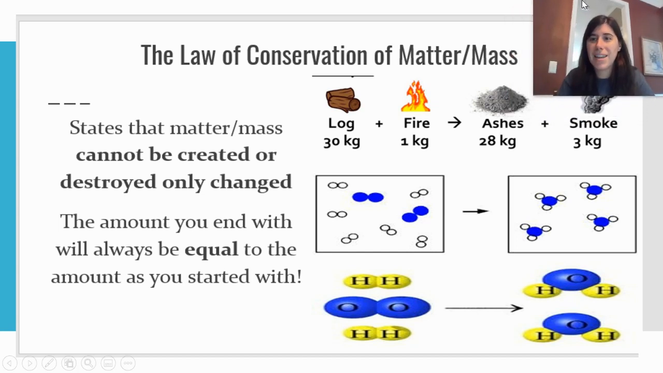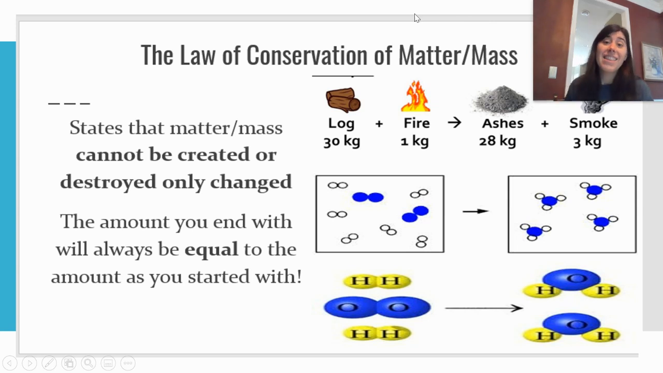Again, let me move my face just a little bit up here to the corner. Okay. So again, this law states that matter and mass can't be created or destroyed. It can only be changed from one part to another. So what this means is whatever we produce or whatever we react has to be the same as what we started with.